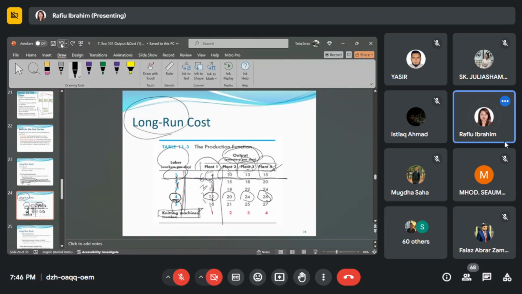So although a kind of diminishing returns to scale occurs, but if we move to the right, if with the increase in the number of labor, we can also increase the number of plants or the number of machines, tahole output actually increases. And that is the main thing for a long run scenario.